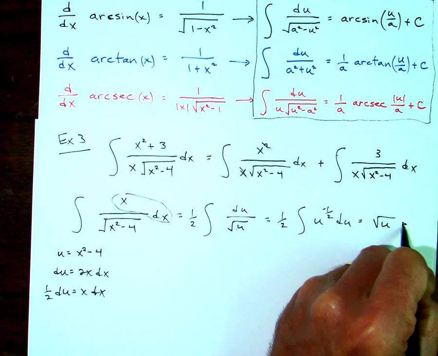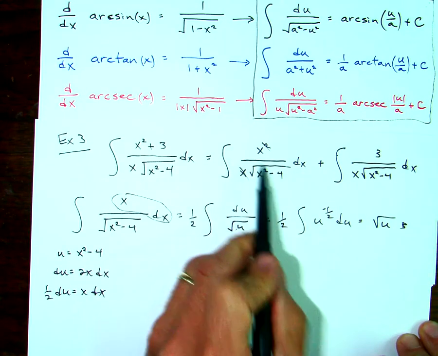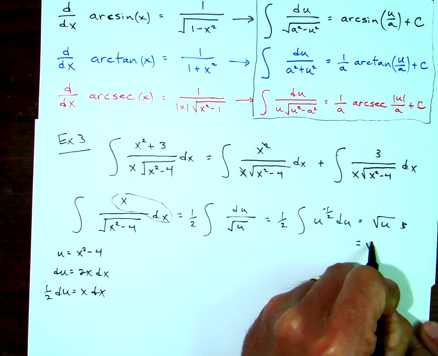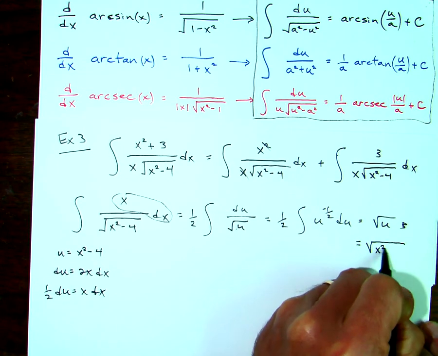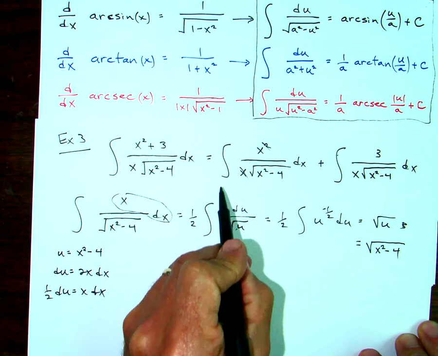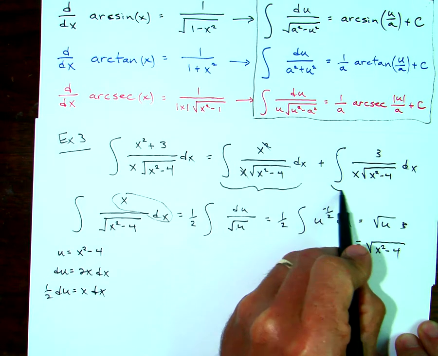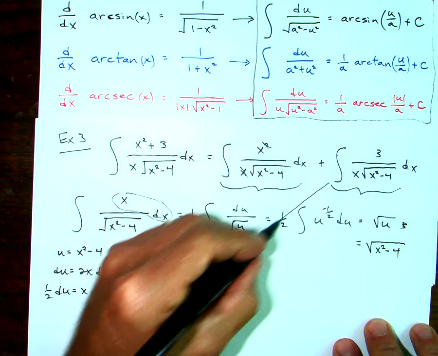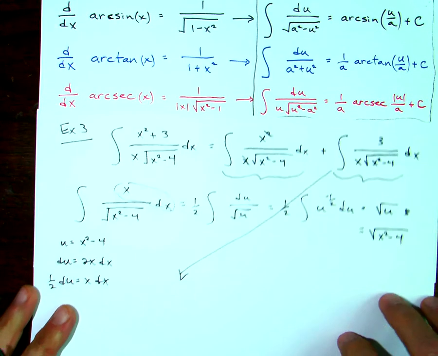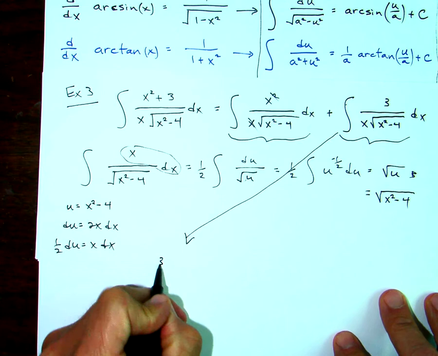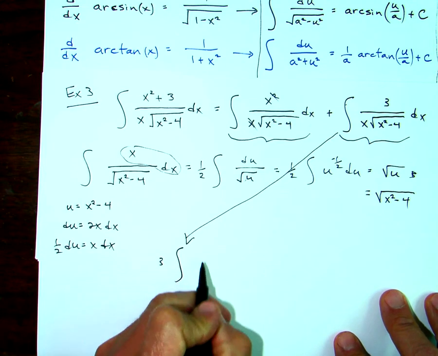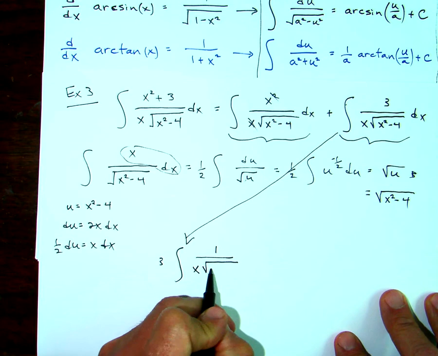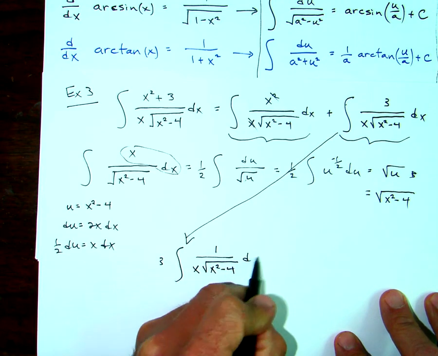So I'm not going to worry about that right now because this is only half of the integral. And then we said u is x squared minus 4, so this is going to equal the square root of x squared minus 4. So that's this piece of it right here. What about this piece? Well, I'm going to bring that down here. I'm going to bring the 3 out front. Now I have the integral of 1 over x square root of x squared minus 4 dx.